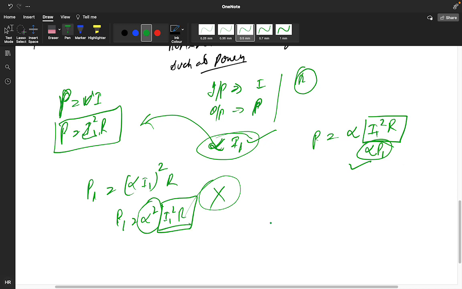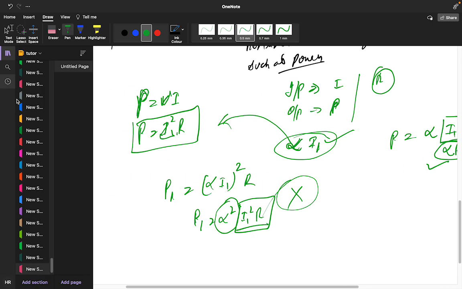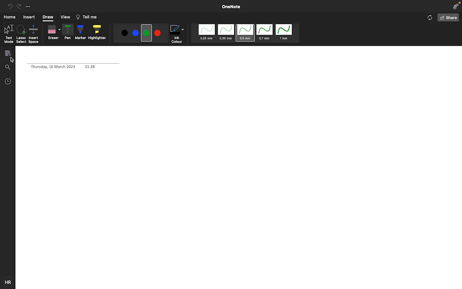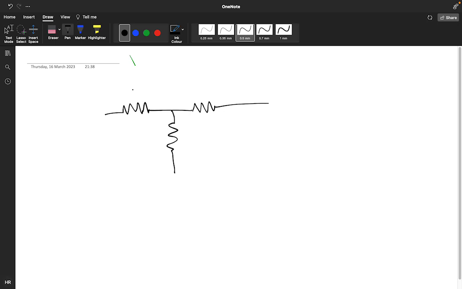Now you need to do one calculation, guys. Suppose you have one network. Your network is like this. This is your 4 ohm. This particular one is your 4 ohm. This is your 3 ohm. This positive negative is 12 volt.